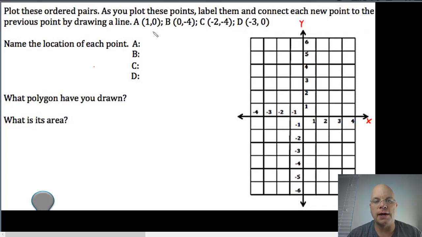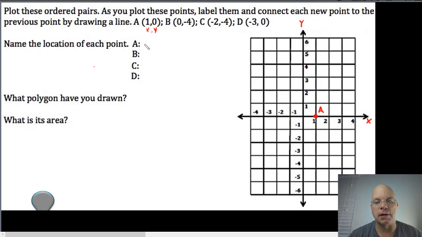A is 1, 0. Remember, the x comes before y in your ordered pair, just like x comes before y in the alphabet. You start at the origin, 0, 0, and if x is positive 1, I go 1 to the right. Y is 0, so I don't need to go up or down at all. So point A is right there.